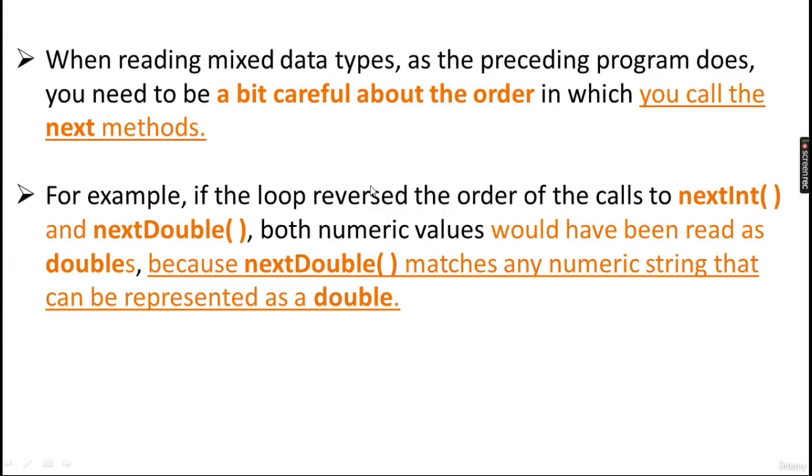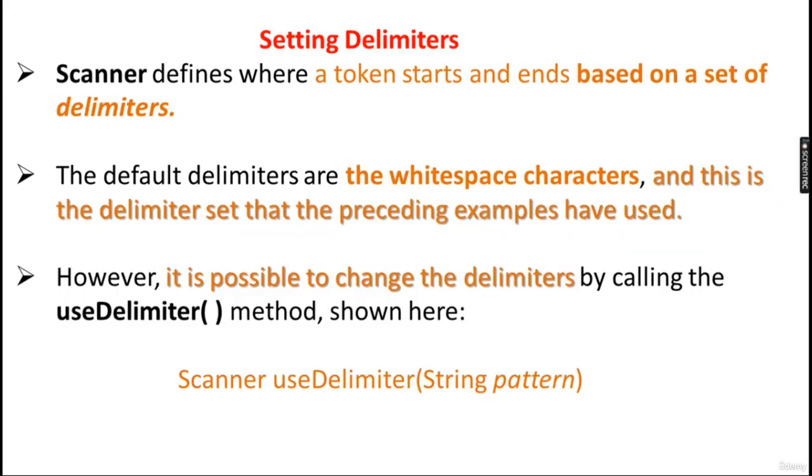You need to be careful about the order in which you call the next methods. If the loop reversed the order of calls to nextInt and nextDouble, both numeric values would have been read as double values because double can accept integers. The nextDouble matches any numeric string that can be represented as a double. So you have to take care of the order. If you first read nextDouble, an integer will also be treated as a double, and an integer-double will also be treated as a double.